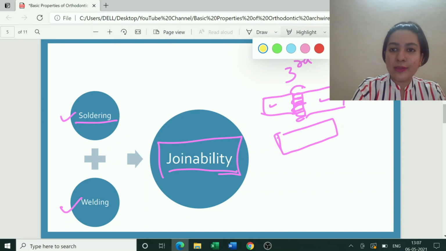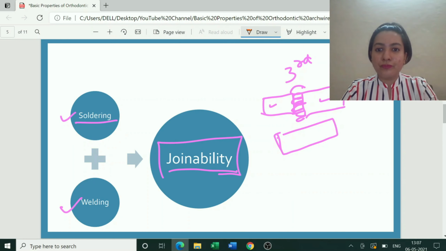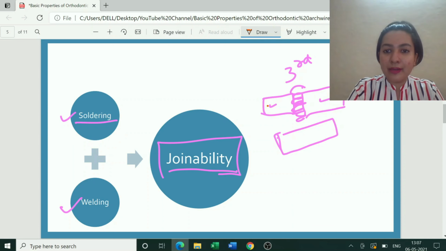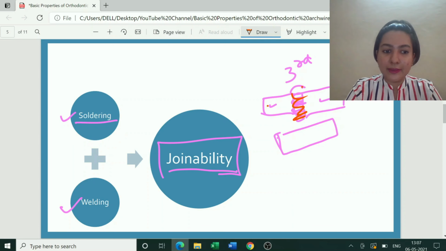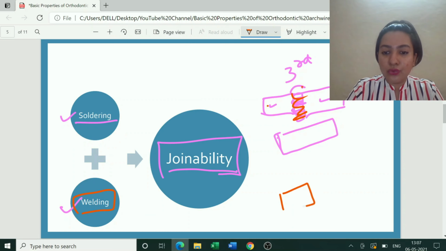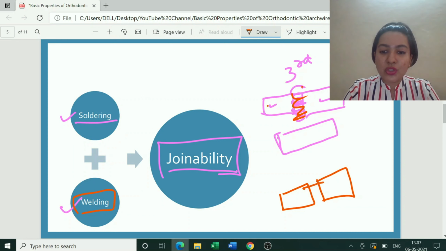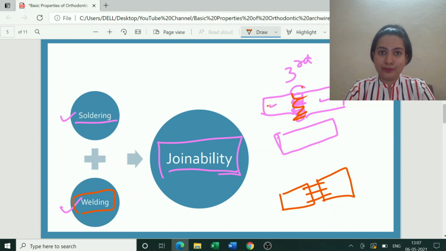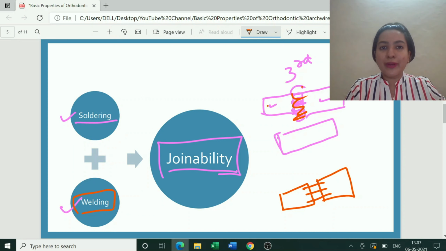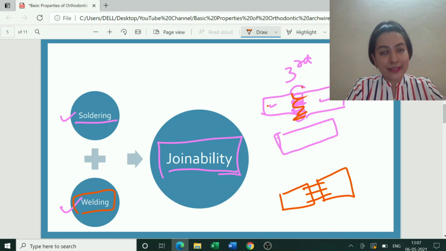So what is soldering? It is a procedure of joining two or more metals with the help of a third metal. These two are the parent metals, and you are joining them with the help of a filler material. Next, what is welding? Welding is the procedure of joining two metals without any filler material. There is absolutely no filler material used. These two are joined together by providing heat and pressure. So the difference between soldering and welding: both are procedures of joining two metals, but in one no third material is used and in the other a filler material is used.